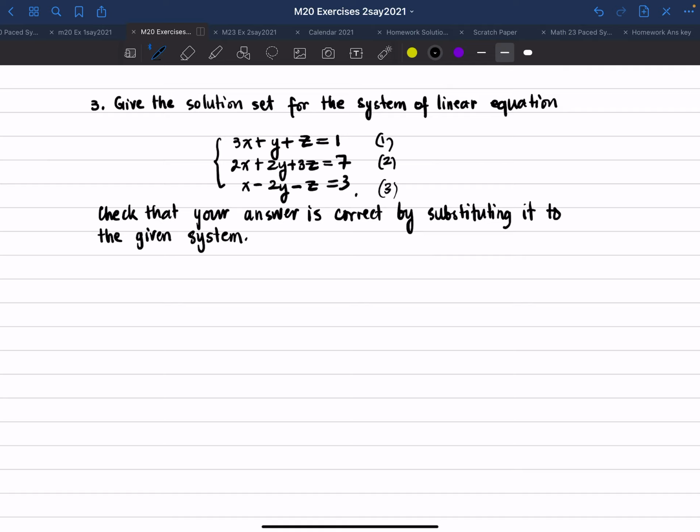Okay, so that is the first step. Let's do that. So let's try 1 and 2. 1 and 2. We will try to eliminate any variable that you like. But let us try to eliminate z. So equation 1, kopyahin natin. And then equation 2.